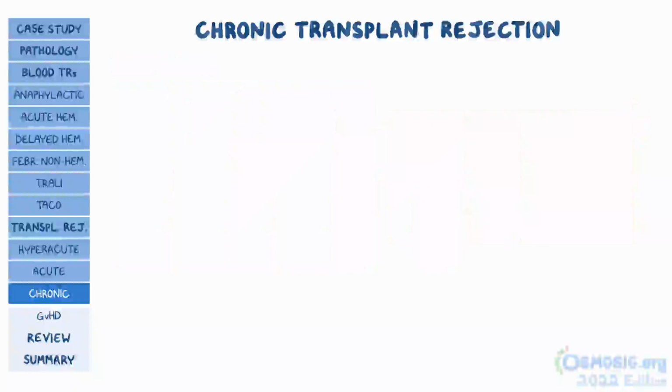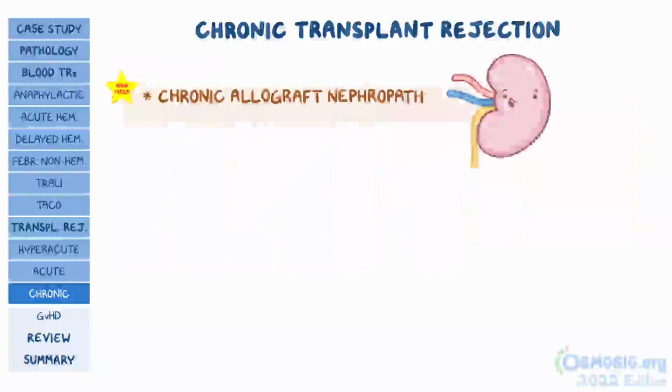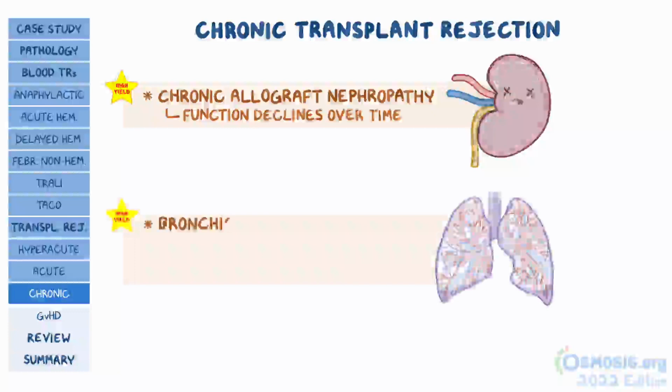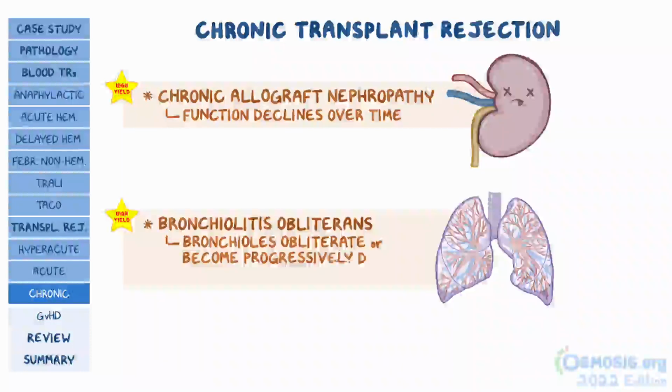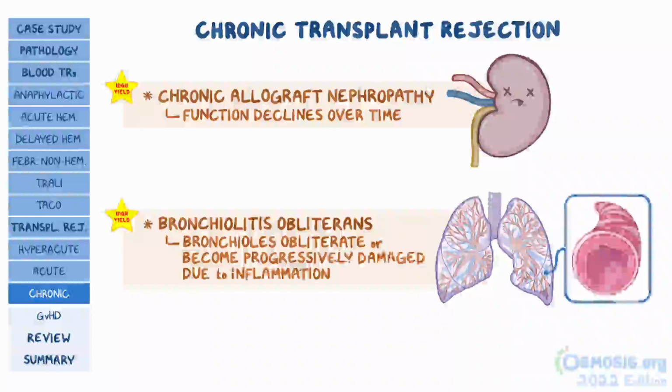Now, examples of chronic graft rejection include chronic allograft nephropathy, where the function of a transplanted kidney declines over time, as well as bronchiolitis obliterans, which occurs when bronchioles in the transplanted lung obliterate or become progressively damaged due to inflammation, which ultimately results in fibrosis.